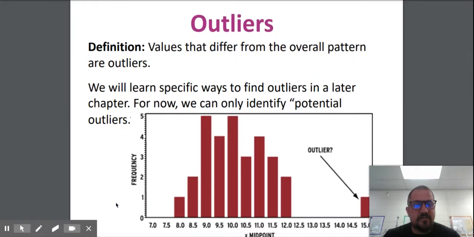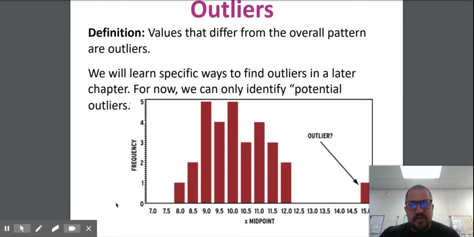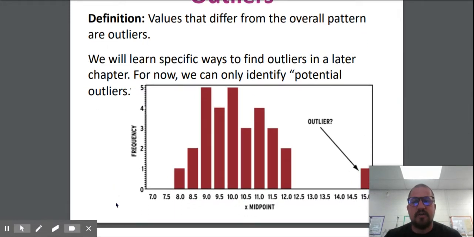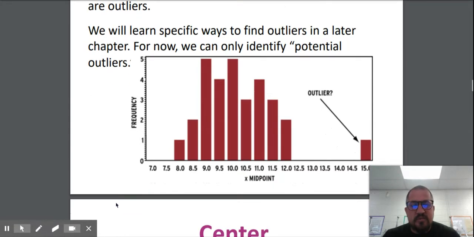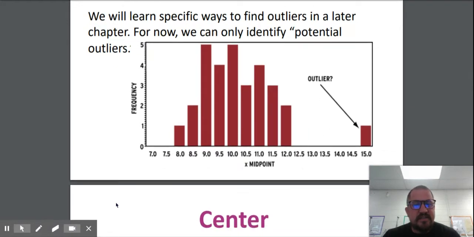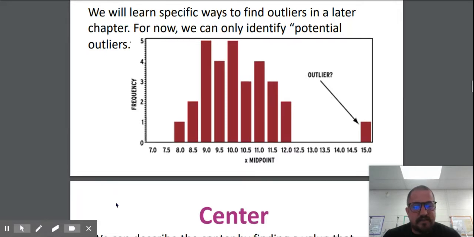So let's look at our definition for outliers. Our definition is values that differ from the overall pattern. So basically what you're going to look at is numbers that are far away from the others. And we will have a formula to calculate outliers, but that is really what we're looking for: a number that is far away from the others. And you see that's a question mark because we don't know for sure if it is an outlier or not, but we will learn that later on. So that 15 here could be a potential outlier because everything's centered together from 8 to 12, and then suddenly you have a number at 15.